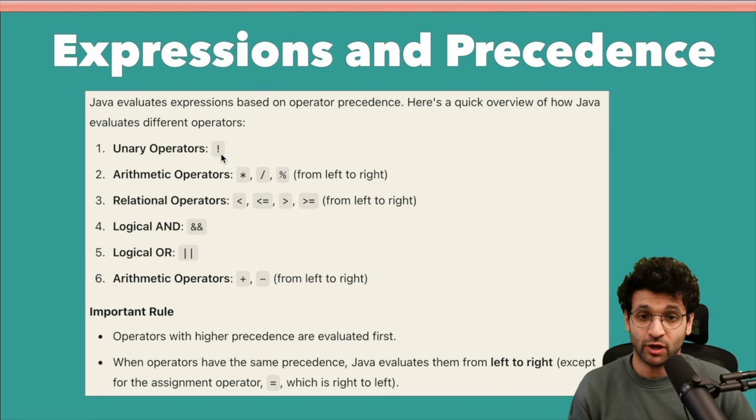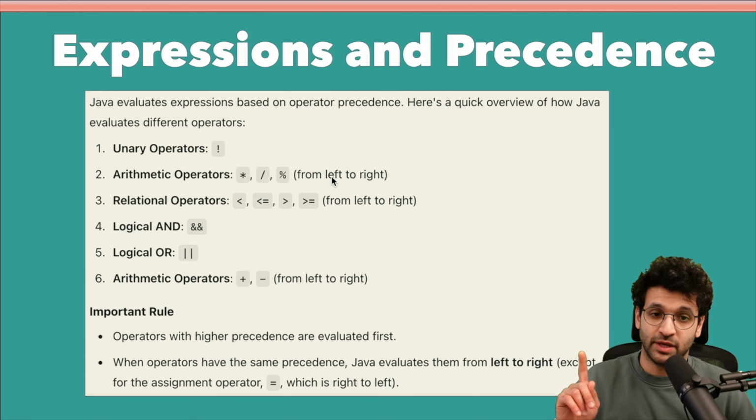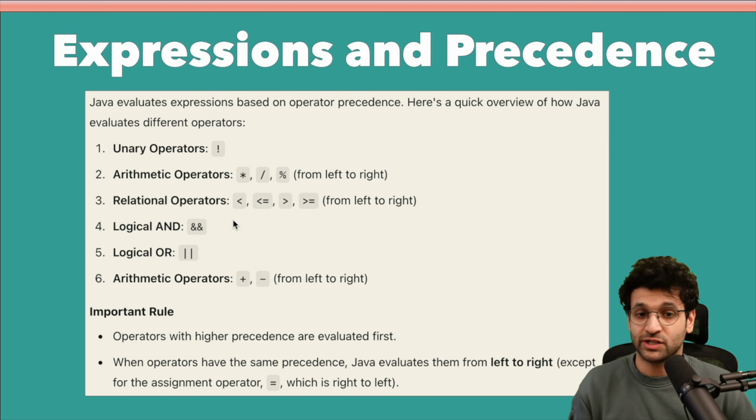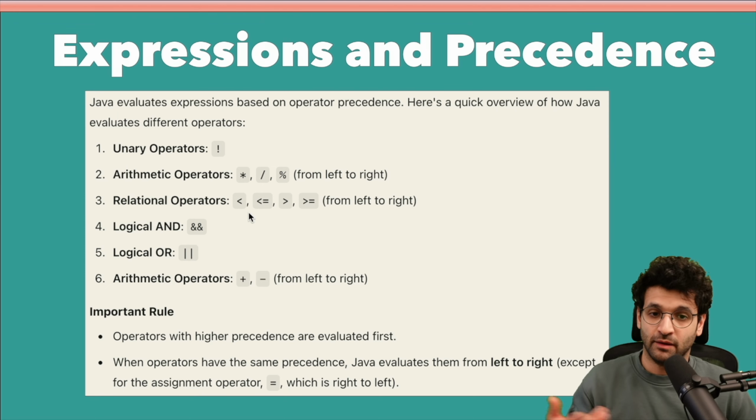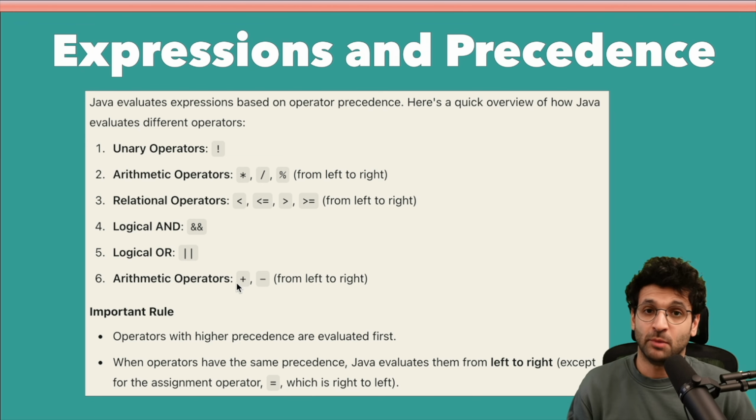So you start with unary operators, like not. Arithmetic operators, these have the same precedence. But if you have multiple of them, then you go from left to right. Same goes for relational operators. You go from left to right, and then logical and comes first, then a logical or, then the arithmetic operators plus and minus.